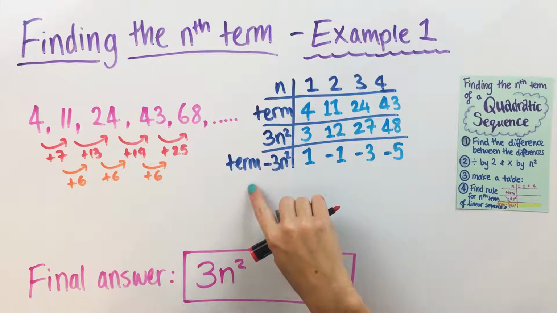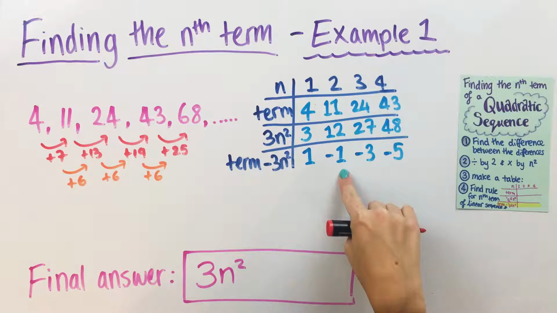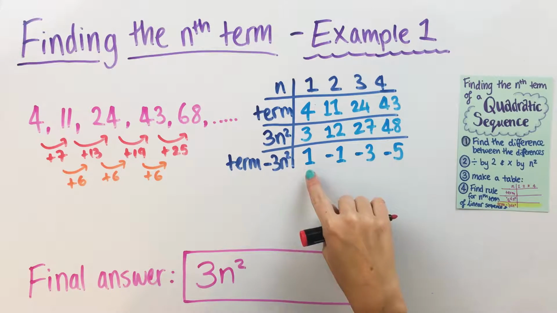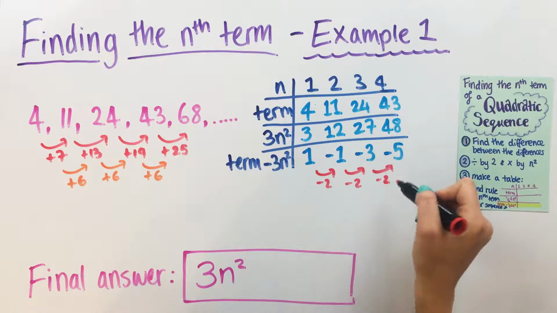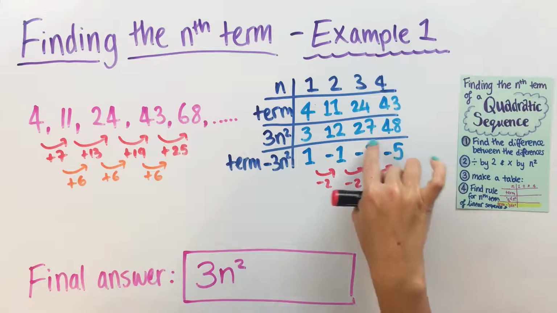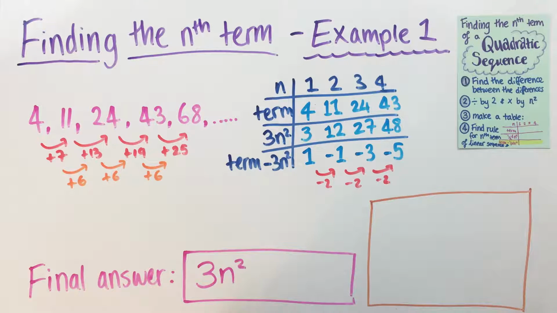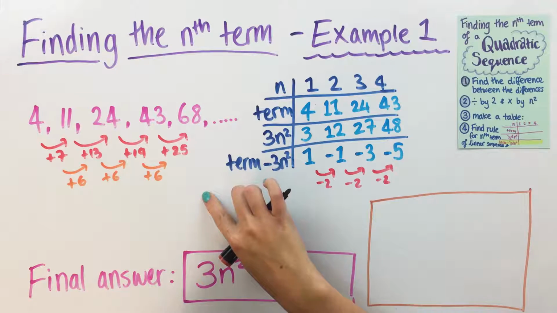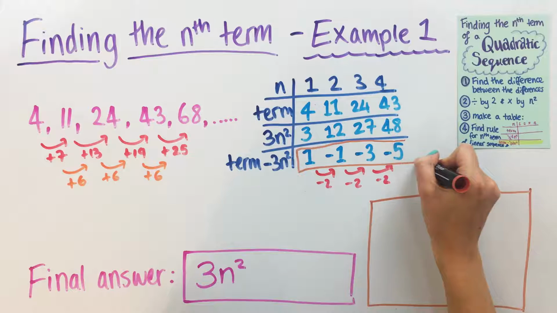You might notice that in our final row we've created a linear sequence, the sequence 1, minus 1, minus 3, minus 5. This is a linear sequence as to get from term to term, you minus 2 each time, so the difference between the terms is the same. This brings us to step 4, where we have to find the nth term of this linear sequence. If you like, we can treat this as a sort of sub-question and forget about the original question for the moment. Now our focus is on finding the nth term of this linear sequence here.